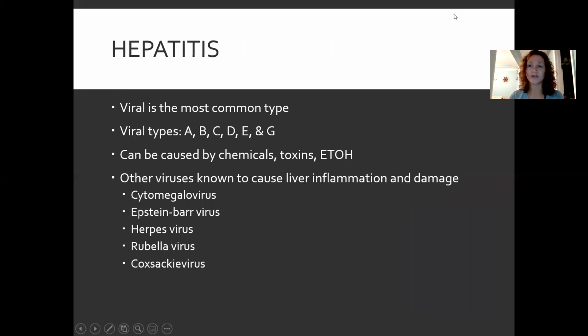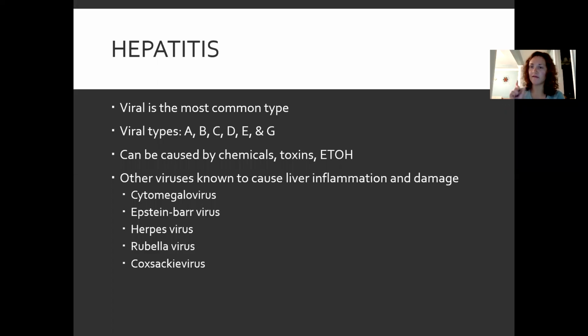Now we're going to talk about hepatitis, and there are several different types of hepatitis. The most common ones are viral. So the meaning of hepatitis, if you break it down, itis is inflammation or infection of, and hepa is the prefix for liver. So the different viral types that we talk about are A, B, C, D, E, and G. We're going to talk about each of those in the following slides.